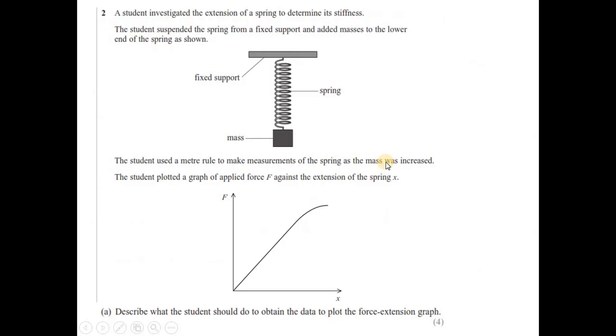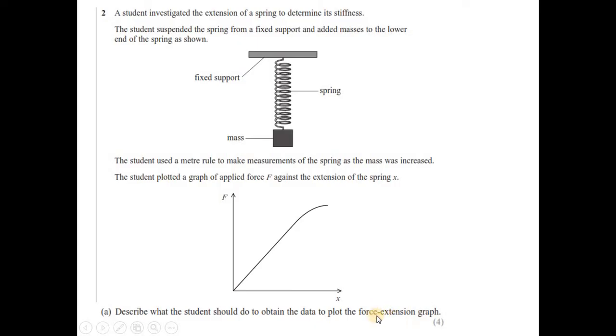Question number 2. A student investigated the extension of a spring to determine its stiffness. The student suspended the spring from a fixed support and added mass to the lower end of the spring as shown. Okay, this is the arrangement: spring, mass, fixed support. The student used a meter rule to make measurements of the spring as the mass was increased. The student plotted a graph of applied force F against the extension of the spring x. Describe what the student should do to obtain the data to plot the force extension graph.